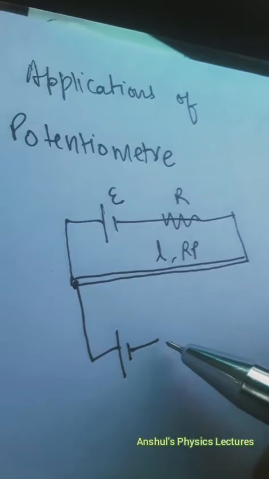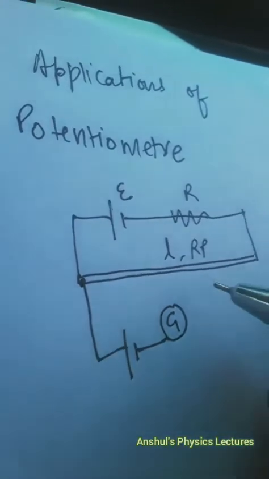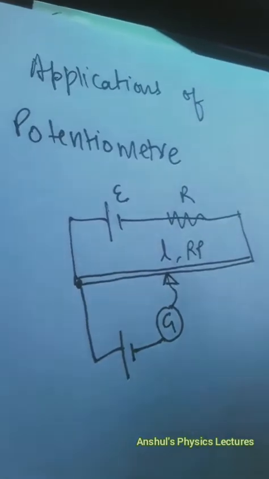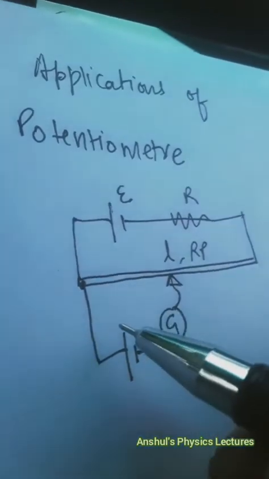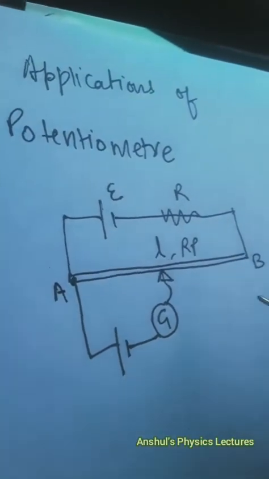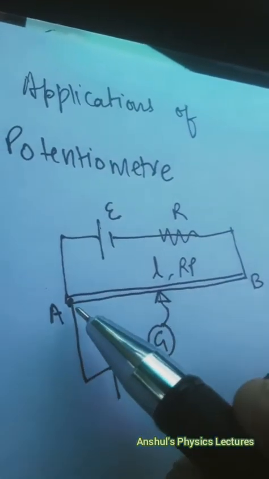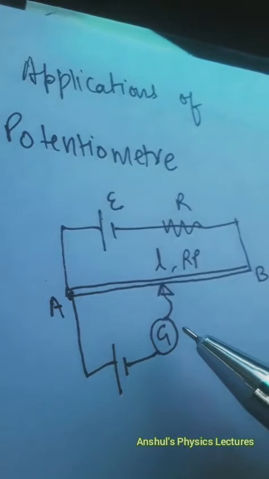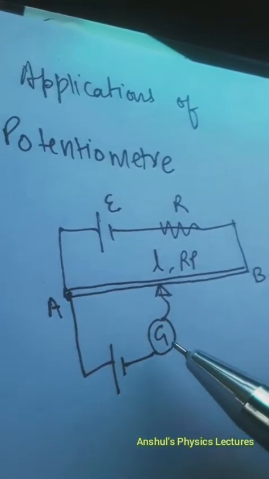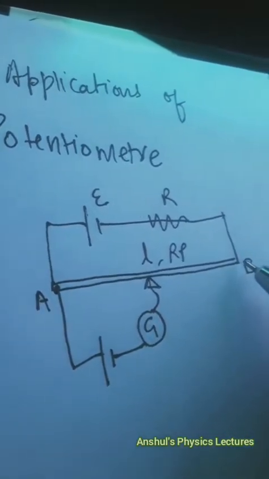and the other terminal of the cell is connected to one terminal of a galvanometer, whose other end is connected to a jockey, which is a thin needle. You can slide it from one end of the potentiometer wire A to another end of the potentiometer wire B. If you touch this jockey at end A, you will see that the deflection of the pointer of the galvanometer is in one direction, and if you touch it at end B, the deflection is on the other side.